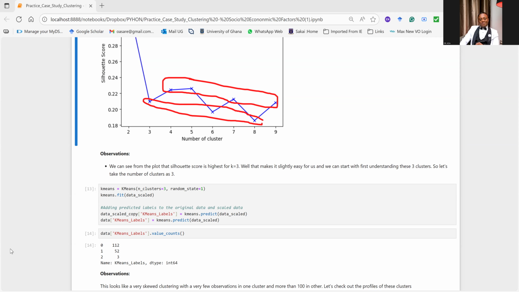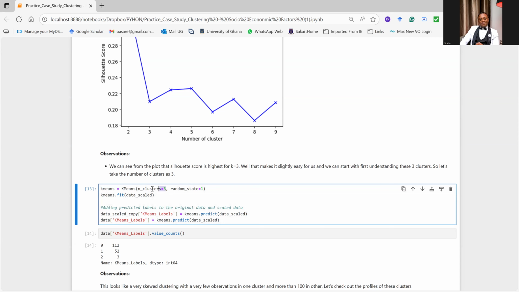Okay. So now we are ready to run our k-means. This time you can see that in this command here, we are running our k-means with 3 clusters now. So the number of clusters is now 3. We will fit everything on the scale data, not on our original data, but on the scale data. And here we will add predicted labels to the original data and the scale data because we want to see the labels. And then we will run.